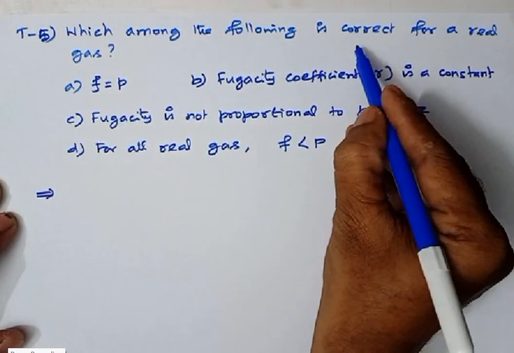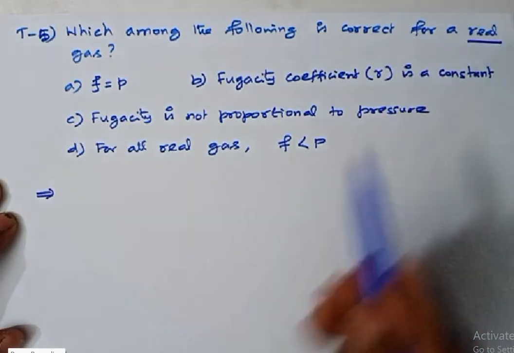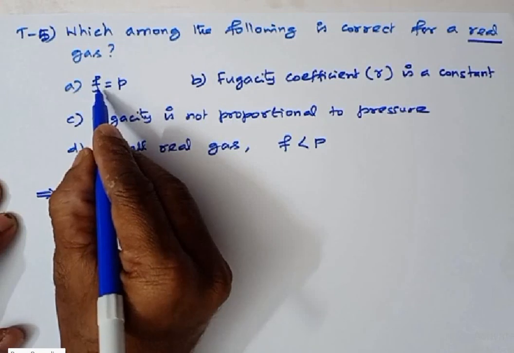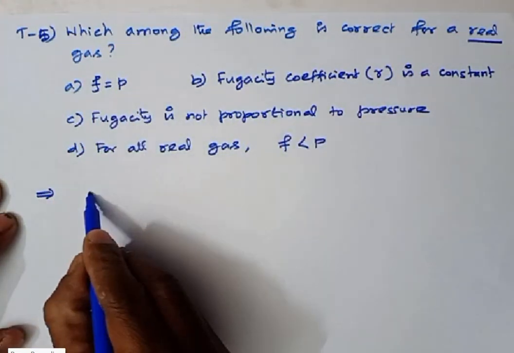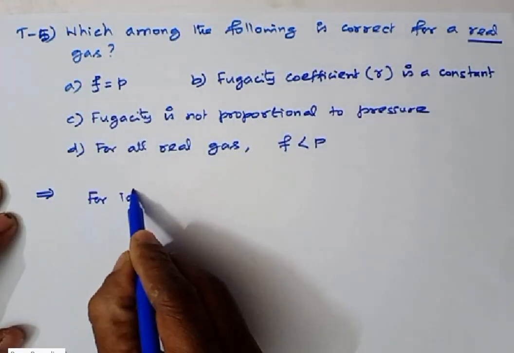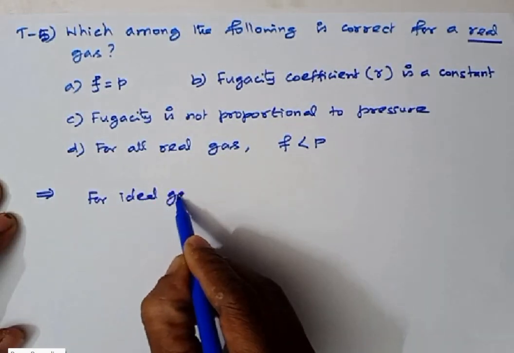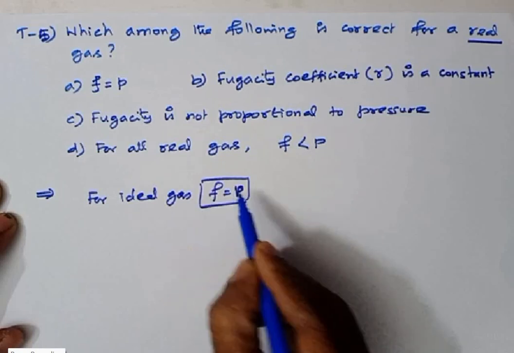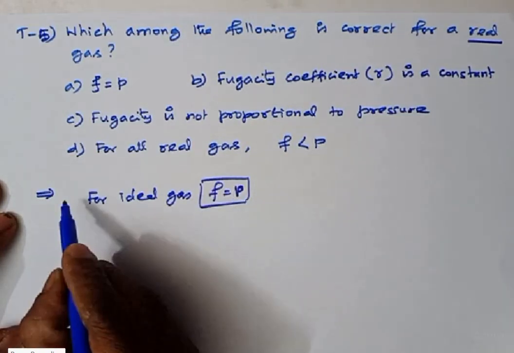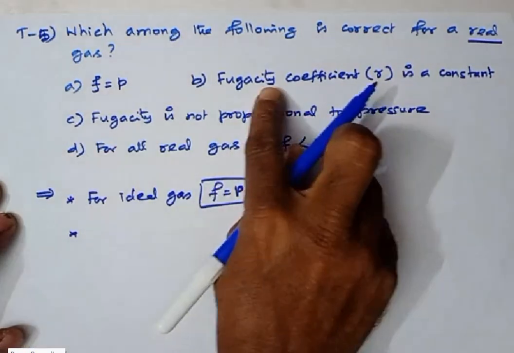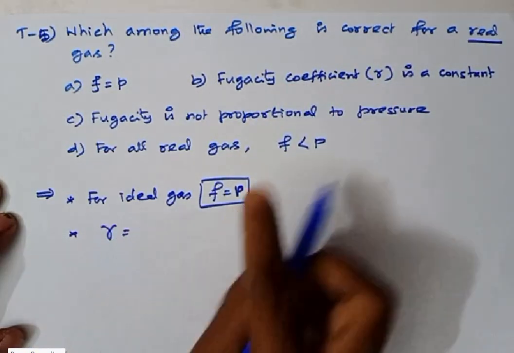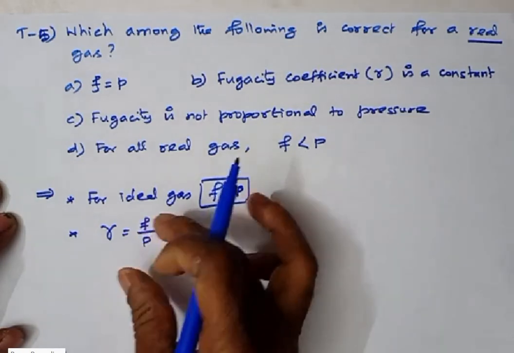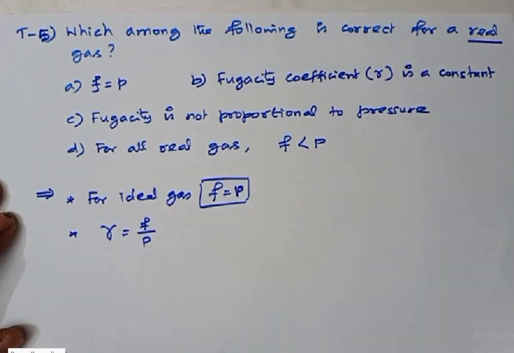Which among the following is correct for a real gas? Listen, in option A, it is given that fugacity equals pressure. You know very well, for an ideal gas, fugacity and pressure are equal. They are one and the same for an ideal gas. Then the fugacity coefficient, gamma, is nothing but the fugacity of the gas divided by pressure. This ratio is called the fugacity coefficient.